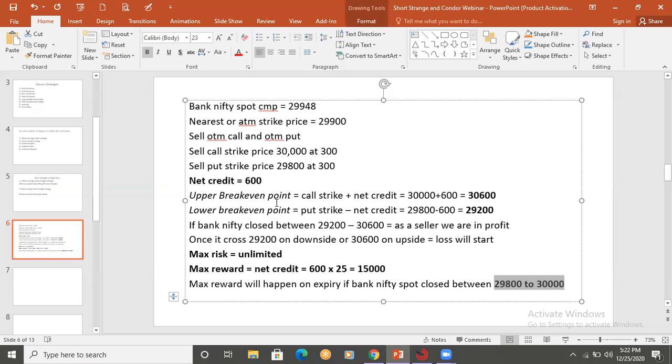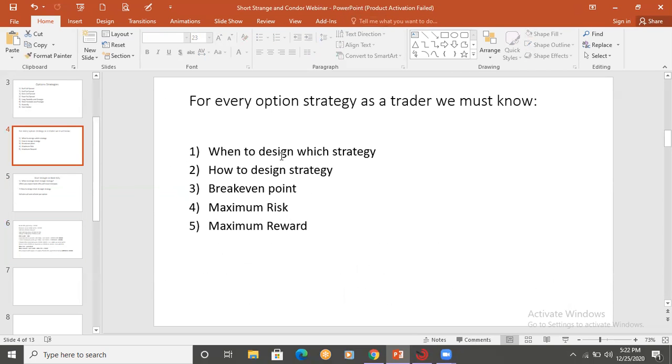So now this was the theory part. If you are designing this strategy as a trader, you must know all these points. So now you know very well, when I'm designing the short Strangle strategy, what the break-even point is, what the maximum risk is, and what the maximum reward is. You also know when to design the short Strangle strategy and how to design it.